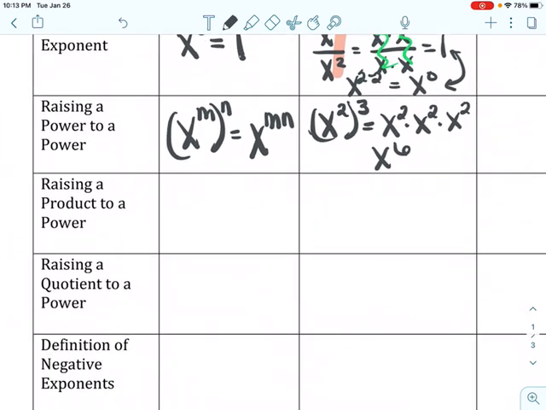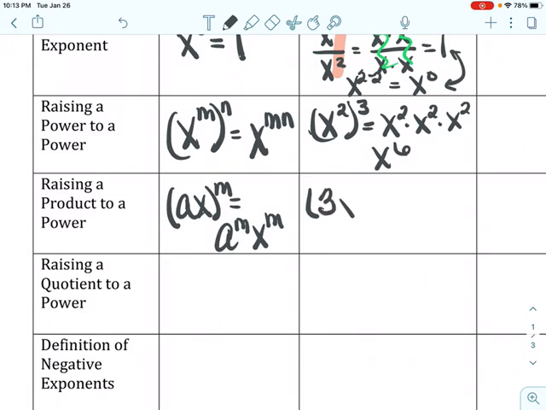Raising a product to a power, let's call it ax to the m. That means everybody gets it. So this is where everybody always seems to have an issue: if there's a number in here like 3, they forget about the 3. The 3 still gets squared. Everybody gets it. So we get 9x squared. Okay? So everybody gets it.